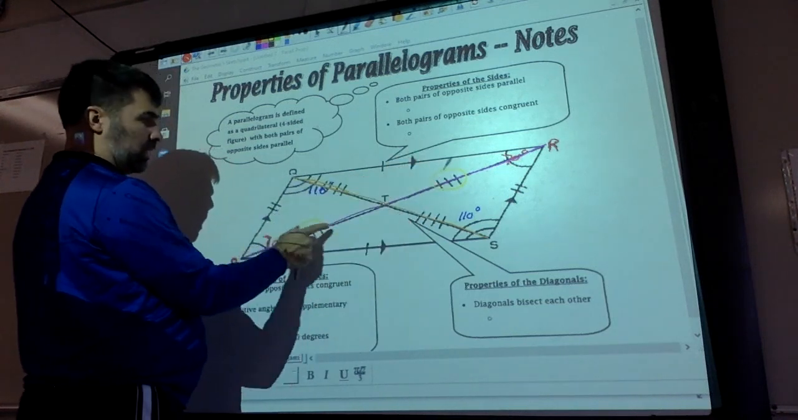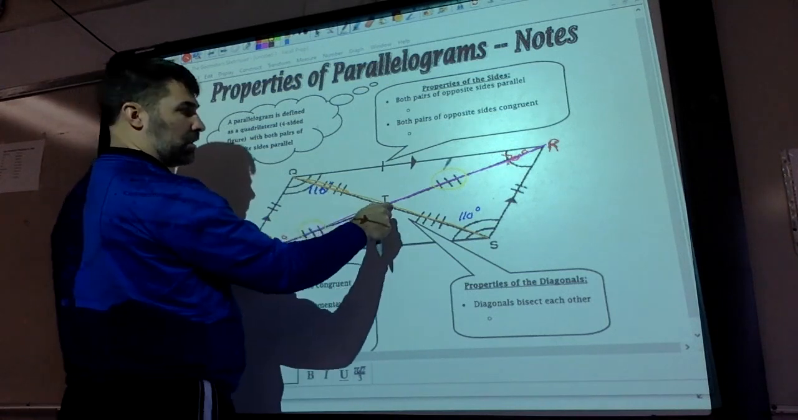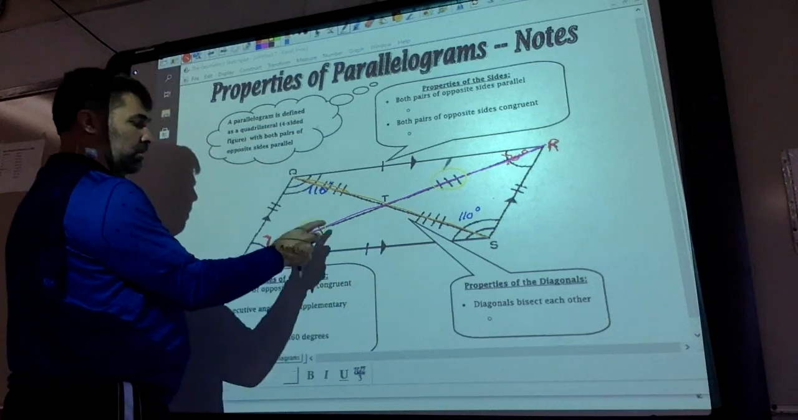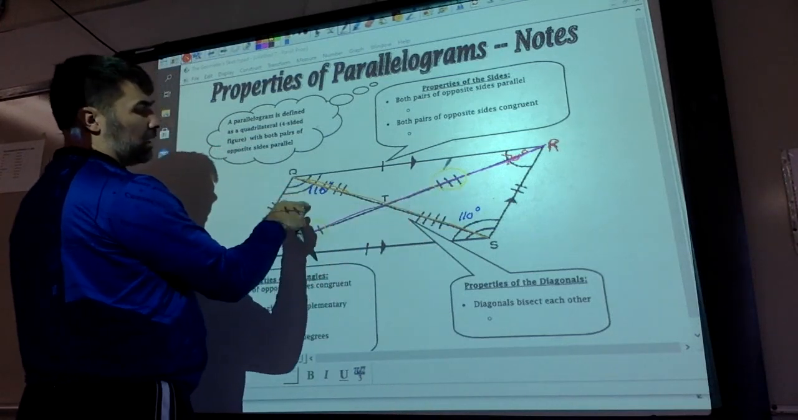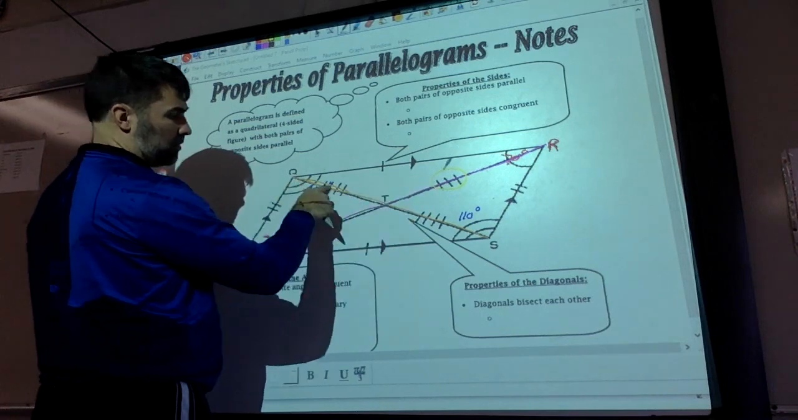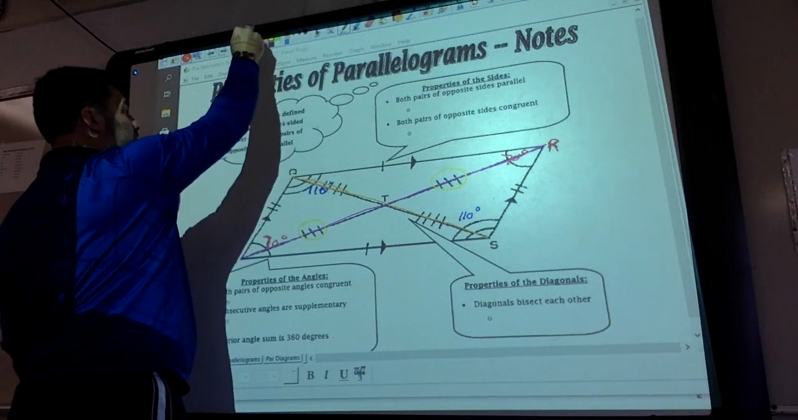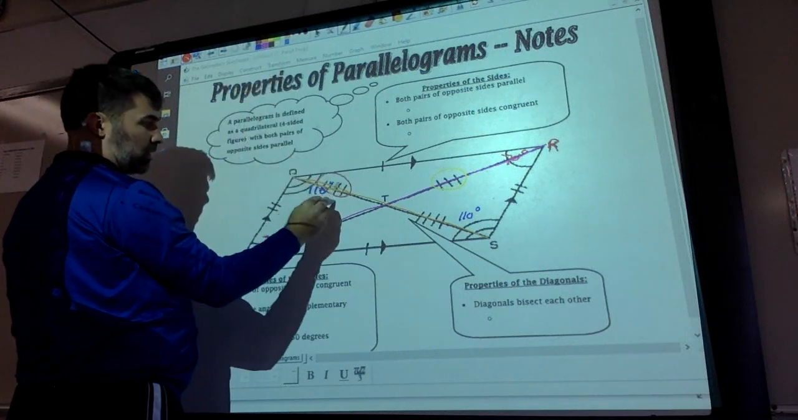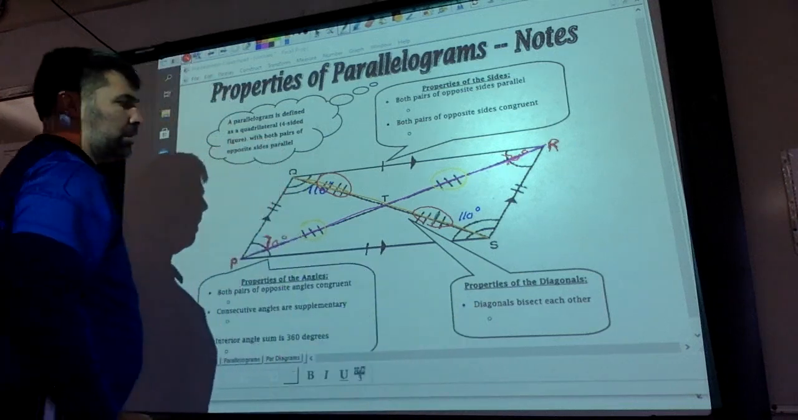That means from P to T, this is T, would be 10, cuts it in half, and then T to R would also be 10. So the 3 marks and 3 marks, that's what that means. Okay? And then the purple one also bisects this orange one. So that's why you have these 4 marks here and these 4 marks here. So that is showing you that diagonals bisect each other.